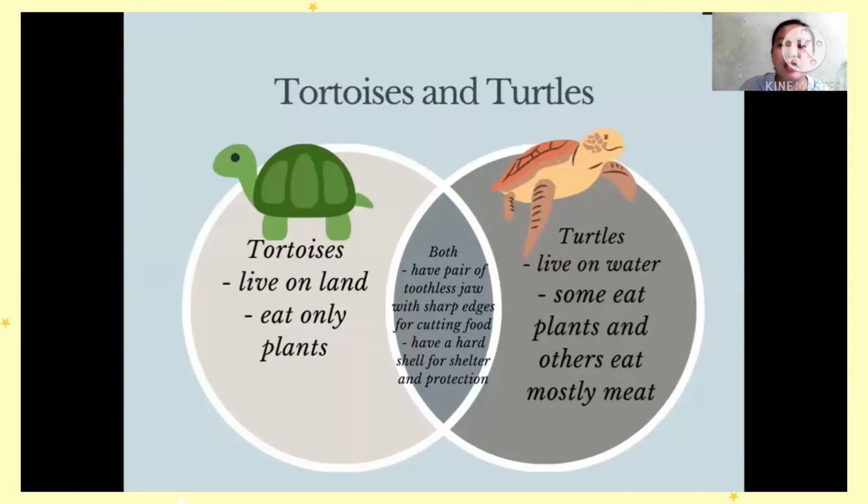Okay? Now let's go to comparing different animals. For this one, it's true or false. Okay? So you need to make sure that you know this one. Okay? It's true or false.